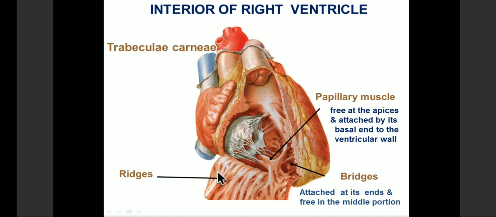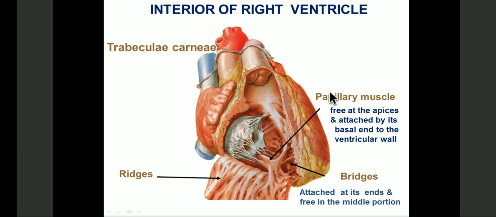The ridges are just simple elevations of muscular tissue attached to the cardiac wall. The bridges, like the bridges, are attached at the ends and free in the middle portion. So, ridges are completely simple, like ridges you have seen elsewhere in the body in relation to the bones. They are attached throughout the cardiac wall. The bridges are attached at two ends and free in the middle portion.